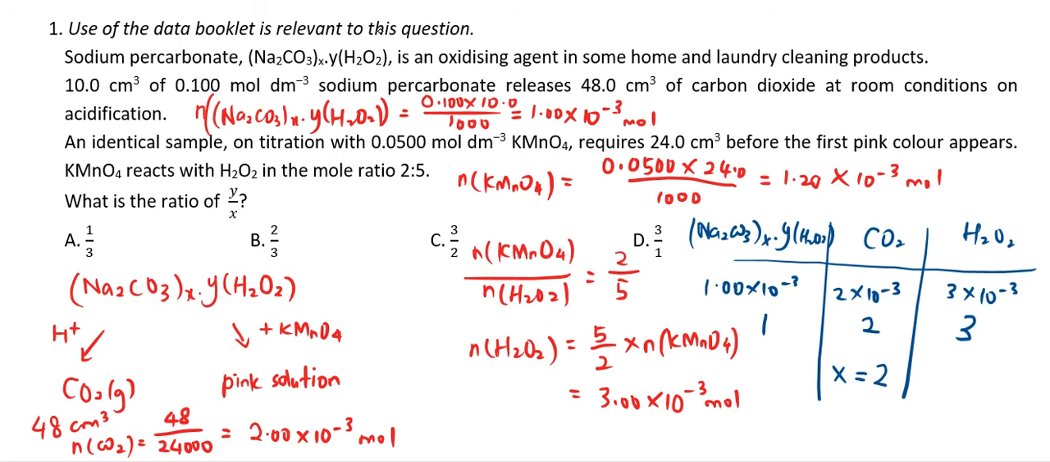Okay, now let's look at the mole ratio of sodium percarbonate to hydrogen peroxide. So it's 1 to 3. Now you see hydrogen peroxide is here, this part of the molecule. So 1 molecule, 3 hydrogen peroxide. Okay, that's why 1 to 3. Meaning Y is 3. Now we have found X, we have found Y. So what's the ratio of Y over X? It will be 3 over 2. So the answer to this question is C.